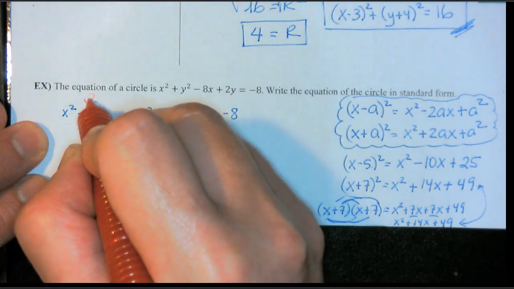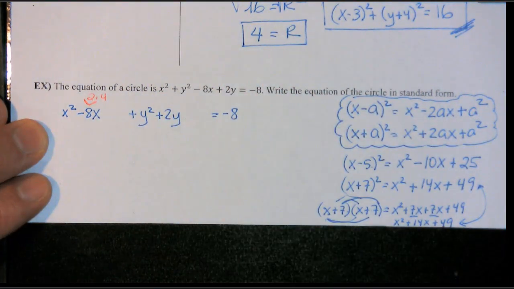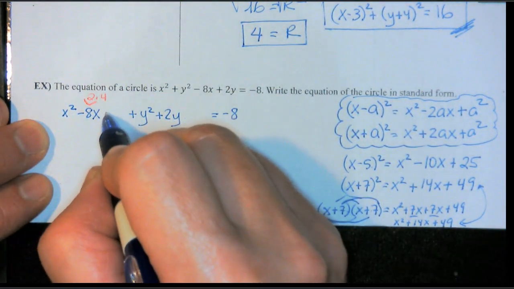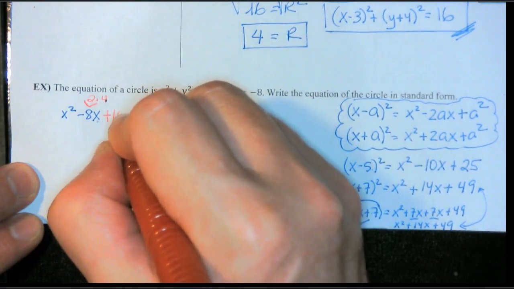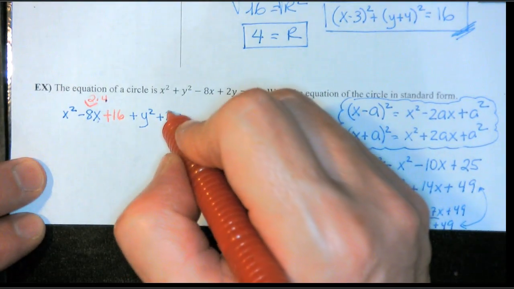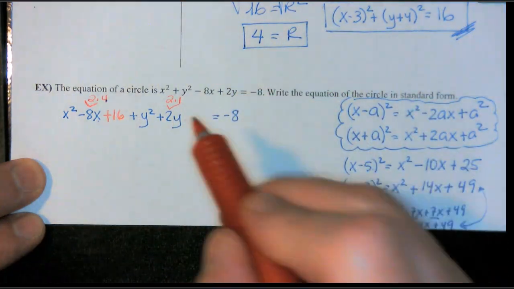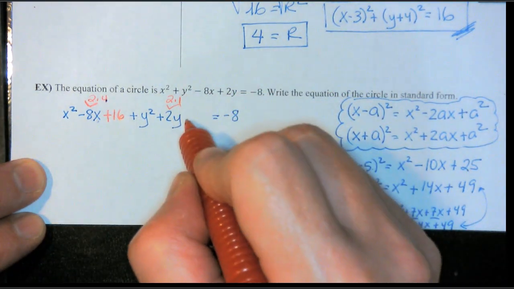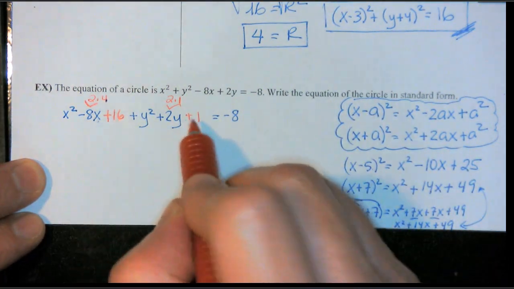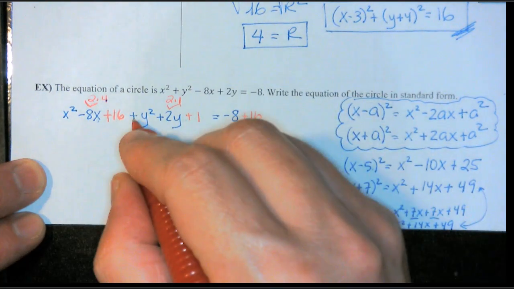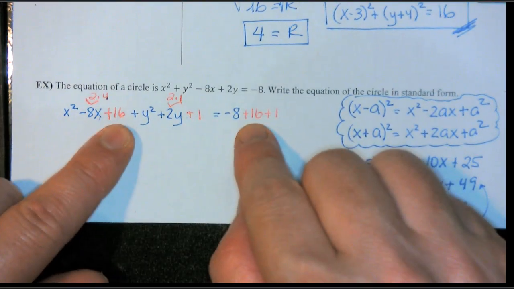I ask myself, what number multiplied by 2 gives me 8? Well, that number is 4. So to complete the square, I will have to add 4 squared, which is 16. Then I'll do the same thing here. What number multiplied by 2 gives me 2? That answer would be 1. So I take that magic number 1 and square it, which is 1. Notice that I added 16, so I'm going to add 16 to this side, and I'm also going to add 1 to this side. Whatever you do on one side, you need to do on the other.